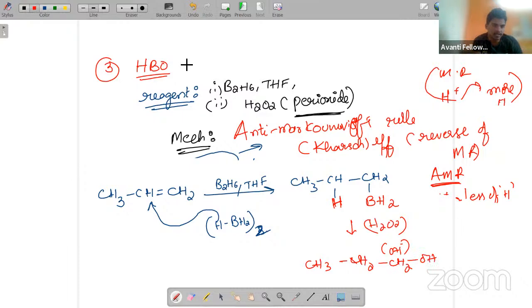Remember, in the HBO method, primary alcohol will be more favored than secondary, and then tertiary. Usually tertiary is not followed, but primary and secondary are the favorable products for HBO because of the peroxides. We can also call it the Kharasch effect. Let me give you some examples so that we can move on.